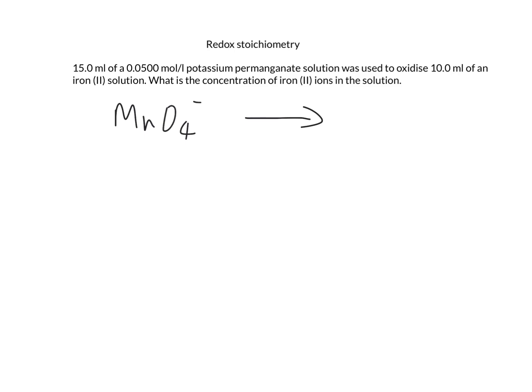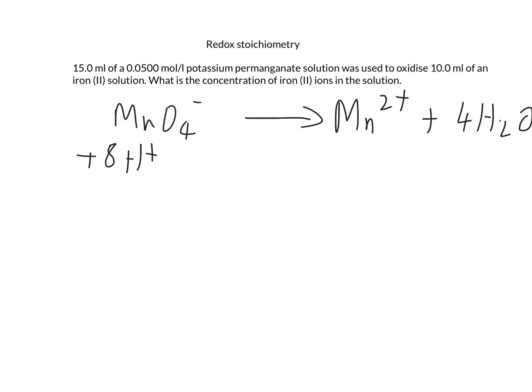MnO4-, when it oxidizes, becomes Mn2+. Again, the electrochemical series will tell you that. You then go ahead and balance this as per normal. You put 4 H2O over here. You then need 8 H+ over there, and you need 5 electrons. And so there you have your equation balanced.